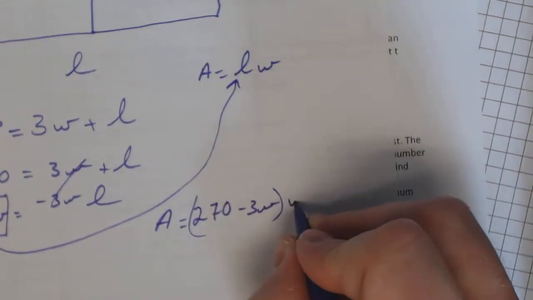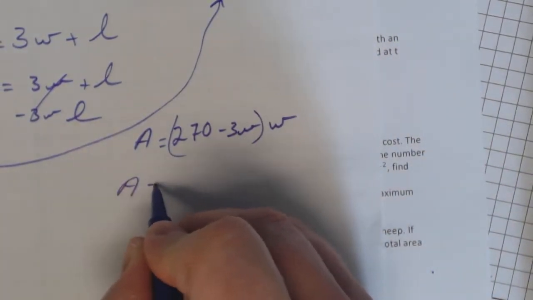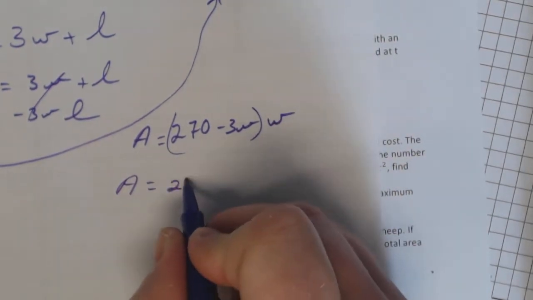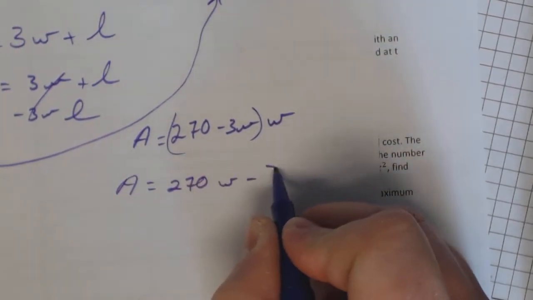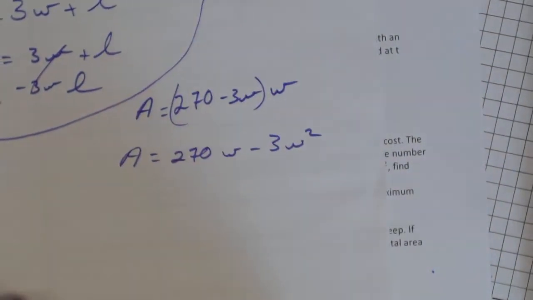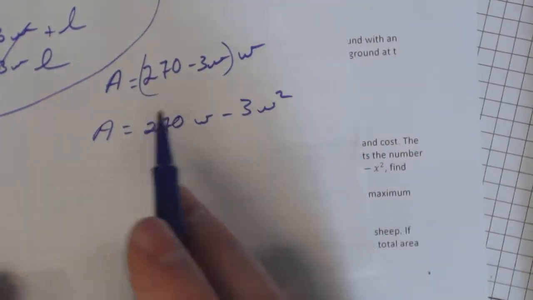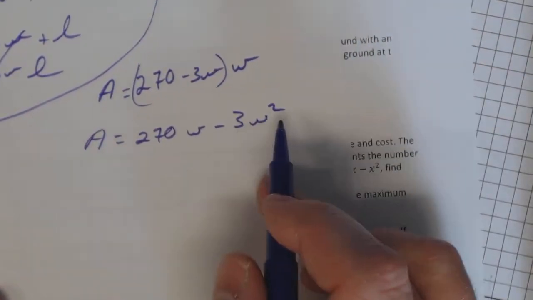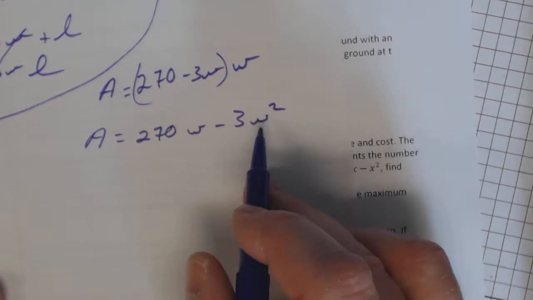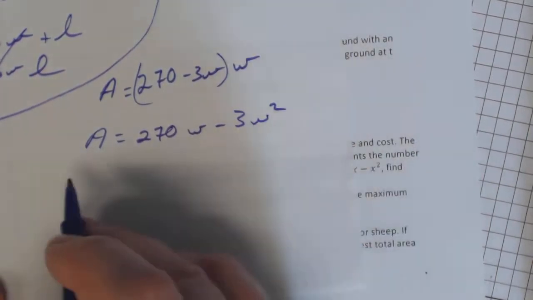Alright, and I still have a times W on the outside. Now if I distribute the W, I get an area of 270W minus 3W squared. And this is an area function, basically. I just didn't write it with function notation. So if I find the maximum, it's a quadratic. If I find the vertex, I'm going to find the width that gives me the maximum area.